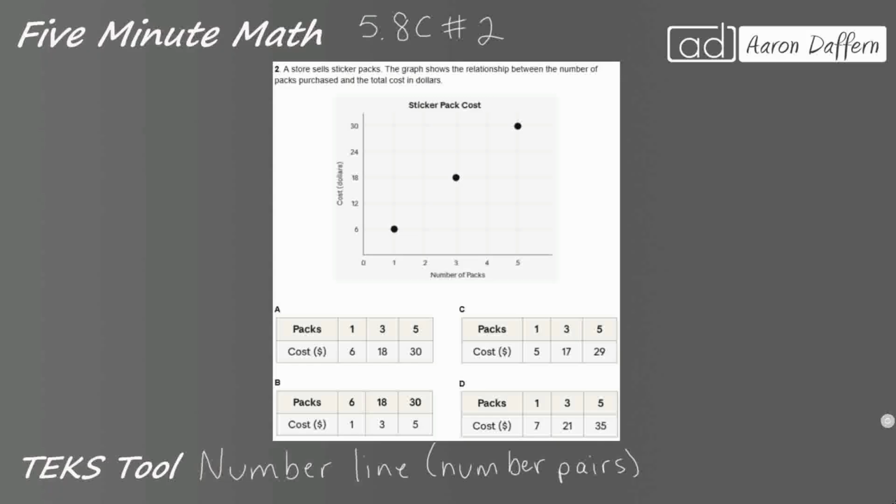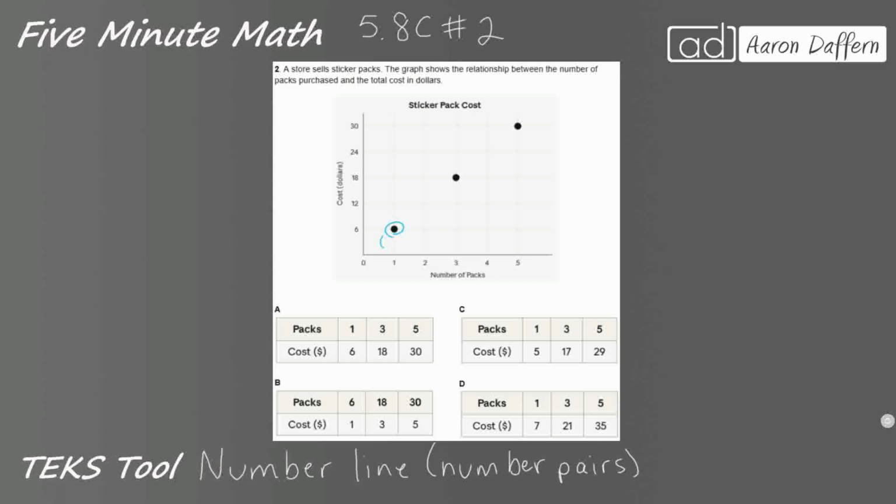All right, so we've got a graph and it has a relationship between the number of packs purchased and the total cost of dollars when we're buying these sticker packs. We need to find which table best represents this relationship here. So let's take a look at what we have on this graph. So we've got 3 points that are already graphed.